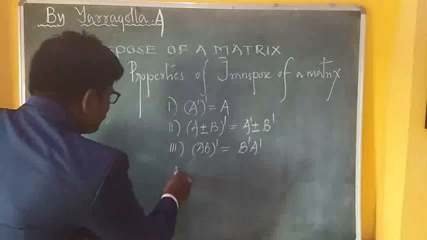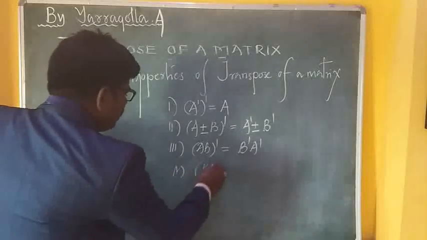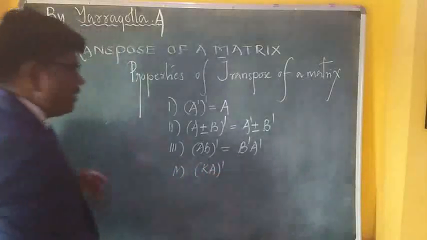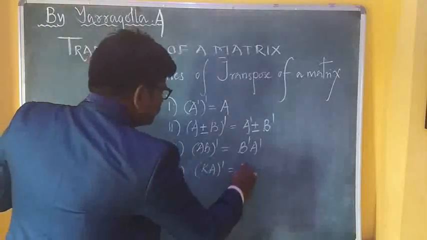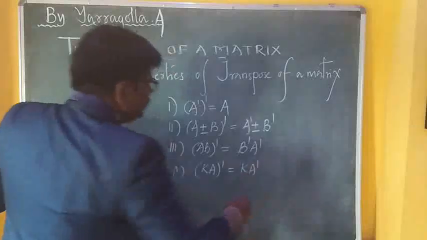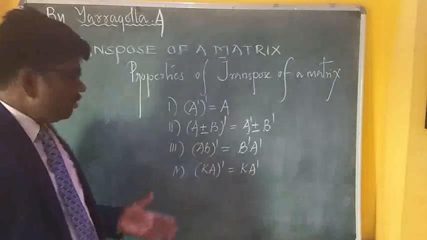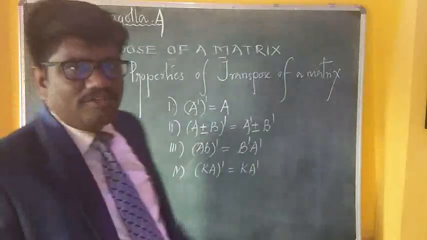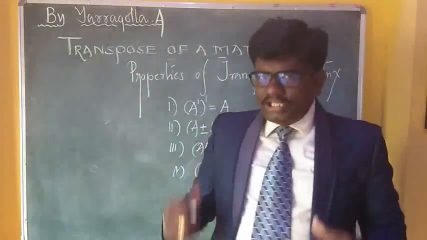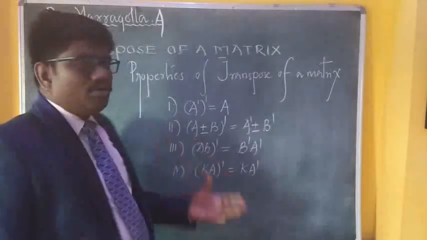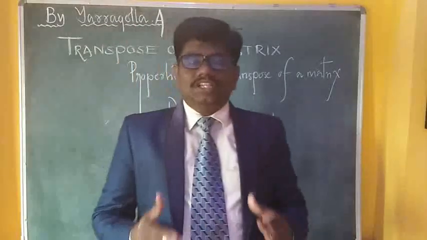Now the fourth property is, suppose you are multiplying a scalar term to a matrix, and if you want to take a transpose of that, you can do it like this: K multiplied to the transposed matrix. Now these are some properties of a transposed matrix. Keep them in mind. On these properties only we are going to solve the problems in the next class.